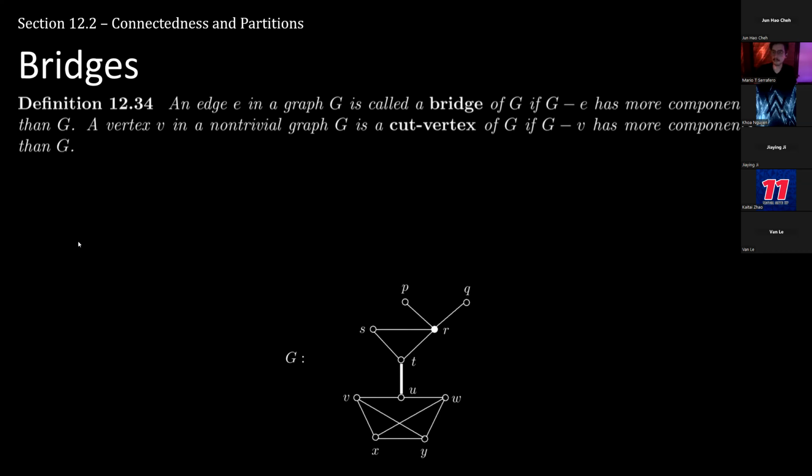All right, let's look at this now, bridges. An edge E in a graph G is called a bridge of G if G minus E, so this is G, take away that edge, has more components than G. Remember, the number of components is the number of connected partitions of G. A vertex V in a non-trivial graph G is a cut vertex of G if G minus V, if I take away that vertex, has more components than G.